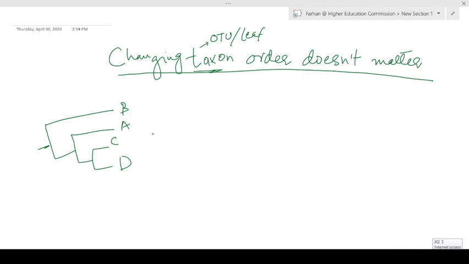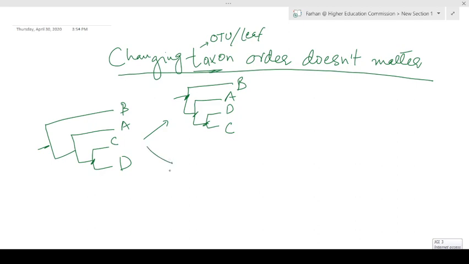For example, if we write like this, D, C, A, B. So this tree and this tree are totally similar, because if you closely look, C and D are closely related here, and their ancestor is A, outgroup is A. Here also C and D are closely related, and their ancestor is A, and the last common ancestor or the outgroup is B, right?